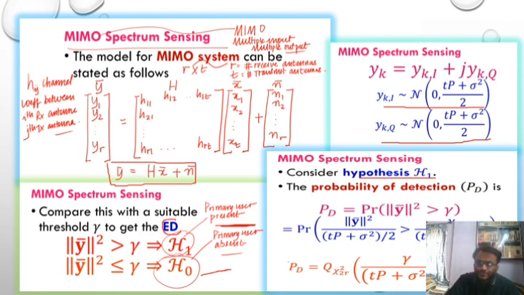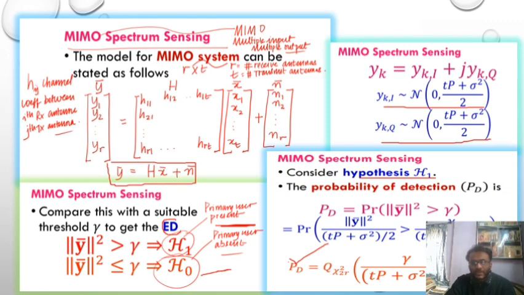is the central chi-square complementary distribution function of degree of freedom r, with gamma divided by (T P plus sigma squared) over 2, where P is basically the transmitting power, and we can calculate the probability of detection. If the power increases, the denominator value increases, which leads to this value decreasing. That's why, as it is a complementary cumulative function, the probability of detection increases.